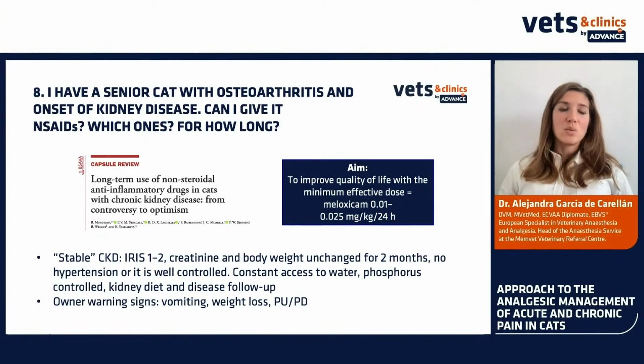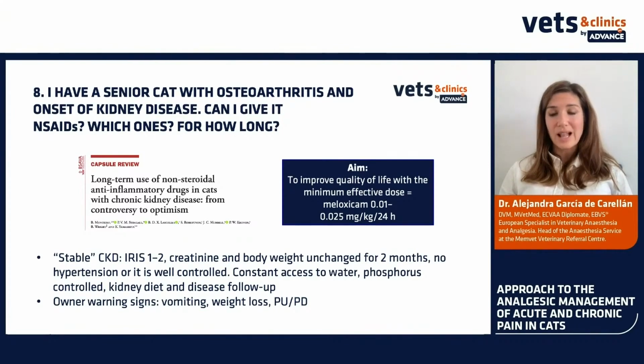So they suggest that we could try to give meloxicam at these doses in stable cases of IRIS 1 to 2, or in stable cases of chronic kidney disease, with a compliant owner that is able to bring the cat regularly to the practice for checks of creatinine, body weight, and hypertension, to check that the kidney disease is not worsening because of the use of the NSAIDs.